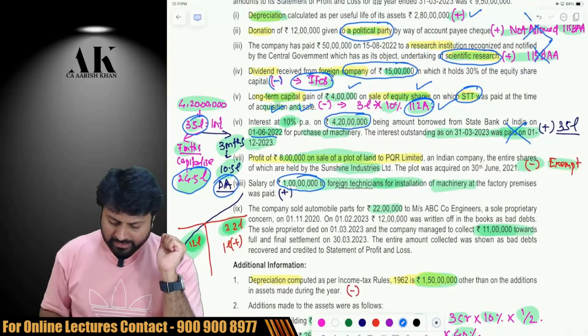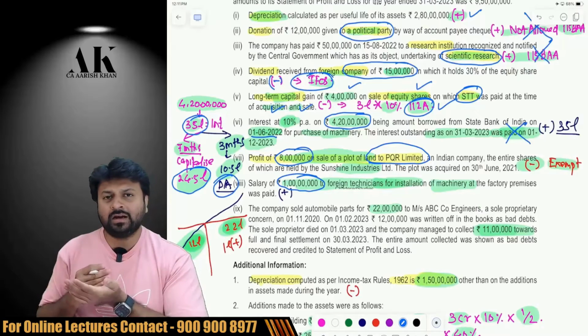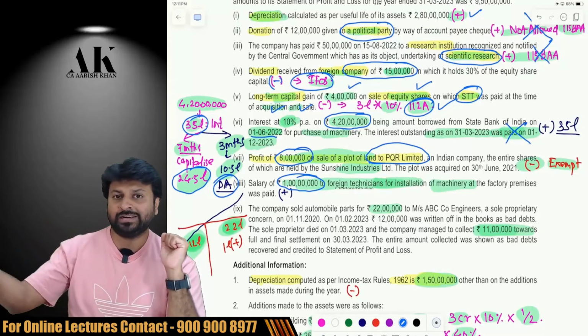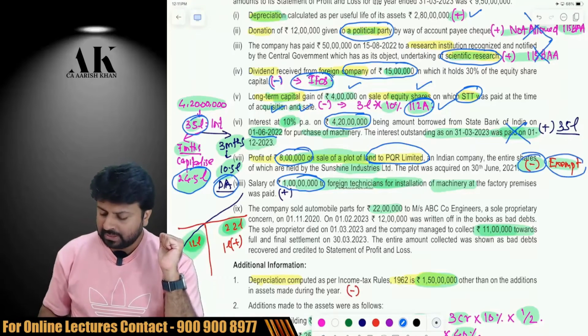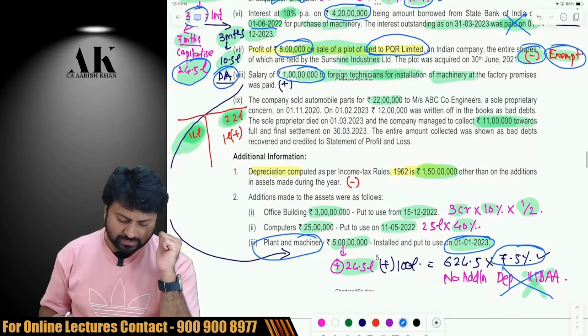Next is a routine adjustment, profit on sale of land to a wholly owned subsidiary. So if you sell an asset to your wholly owned subsidiary, capital gains is exempt provided the receiver is an Indian company. Okay, so this is exempt, reduced from PGBP, and then show that as an exemption under the head capital gains. Okay, next one is a very intelligent point.